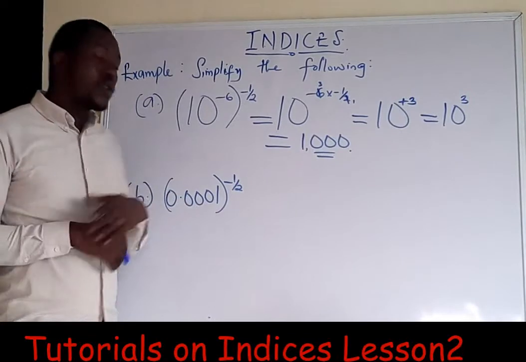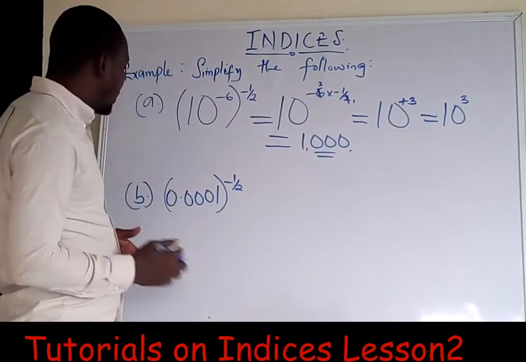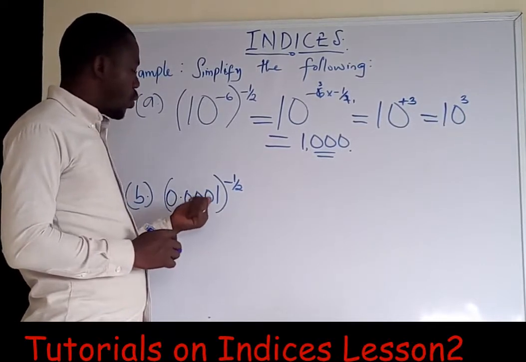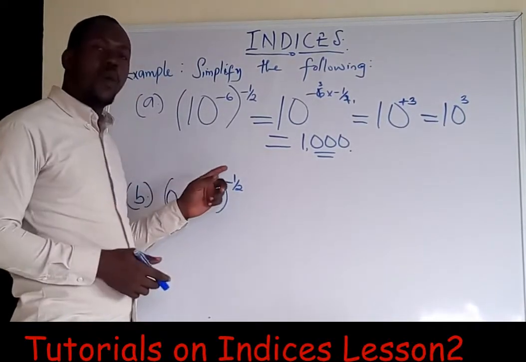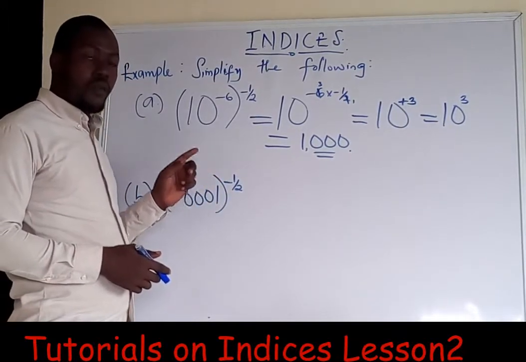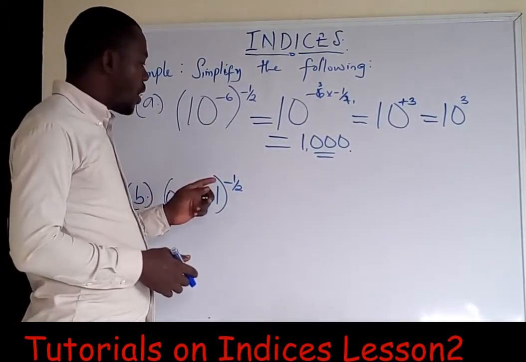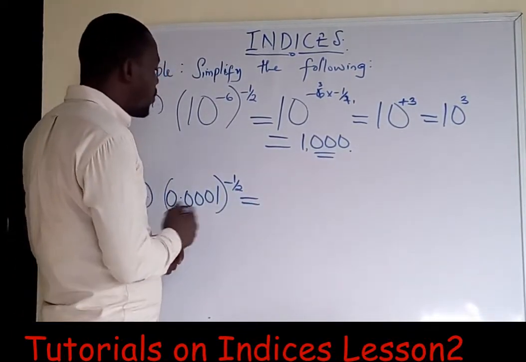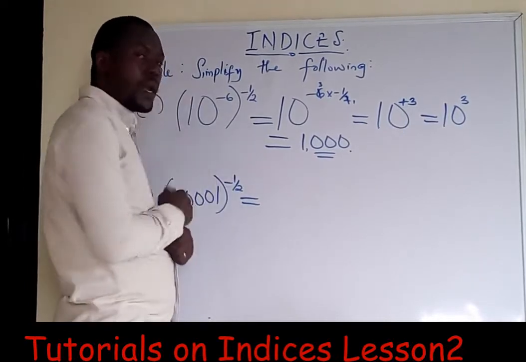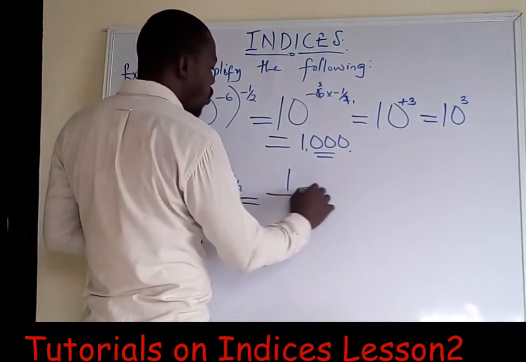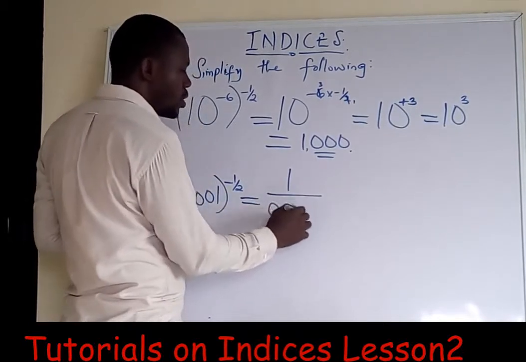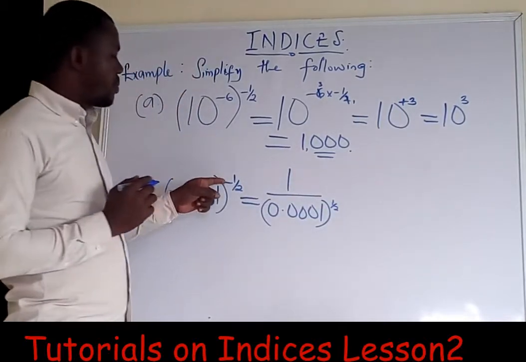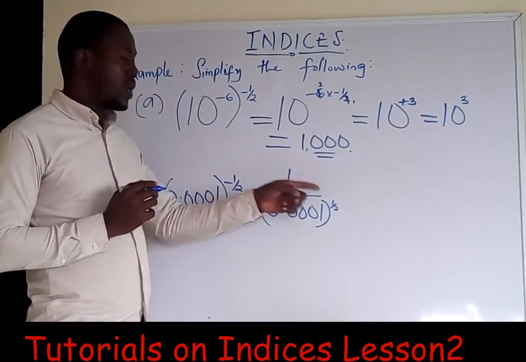Now let us look at the second question. The second question says 0.0001, everything raised to the power of minus 1 over 2. The first thing, like I said the other time, is to remove the minus. When you remove the minus, it turns to 1 over 0.0001, everything raised to the power 1 over 2. We have removed the minus, that is why we have 1 over.